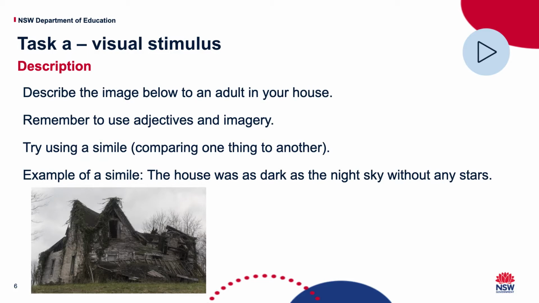Try using a simile that compares, so a simile compares one thing to another. So an example of a simile is right there. The house was as dark as the night sky without any stars. So we're saying how dark it was by comparing it to something we know, like the night sky. We know the night sky is dark. That's how we can put that picture in our mind of how dark this house was. Obviously, it's not the night sky. It's just as dark as the night sky.